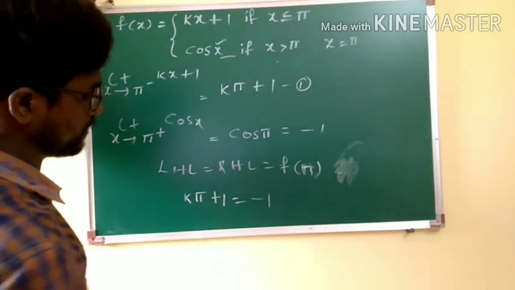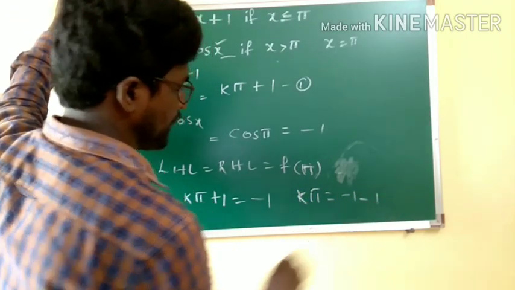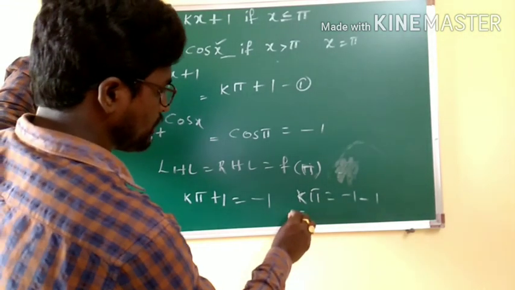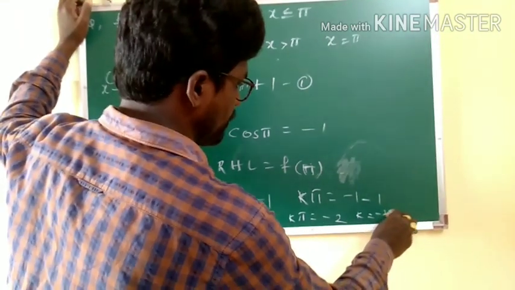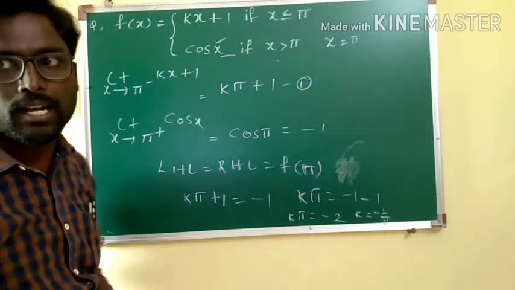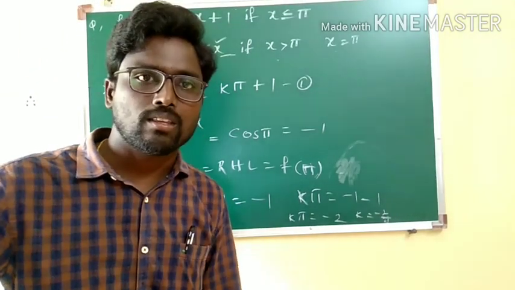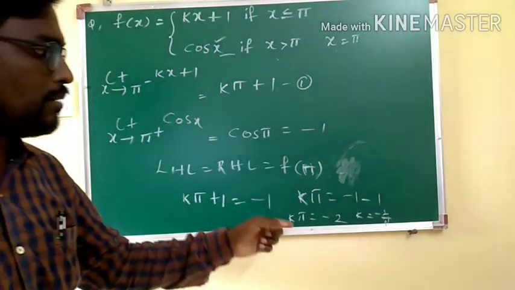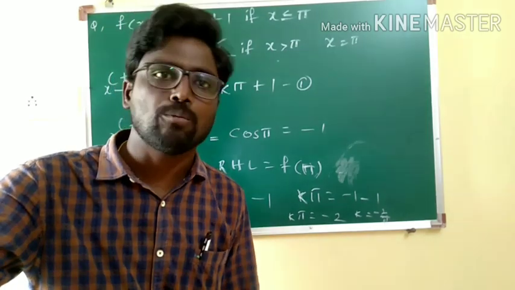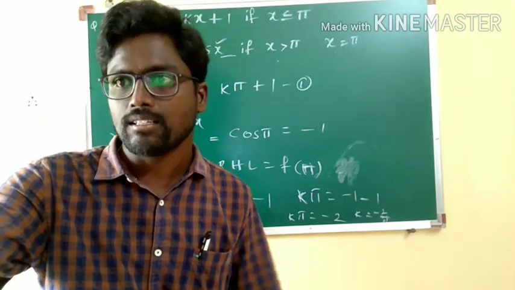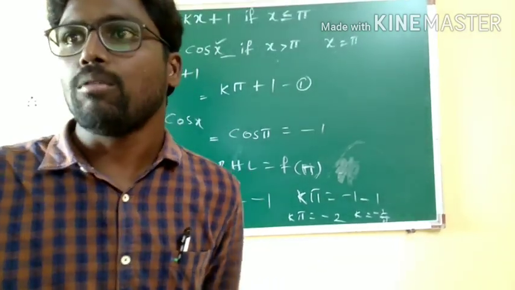What is cos pi? Minus 1. So K pi is equal to minus 1 minus 1. So we are getting K pi is equal to minus 2. So here we are asked to calculate only the K value, that is minus 2 by pi. What is the value of K here? Minus 2 by pi. Because we simply equated left hand limit and right hand limit to obtain the K value. We made this subject to K. That's it. Fine. Hope you understand. The internal areas also I have covered. Okay. Listen properly. Let's go with another problem.